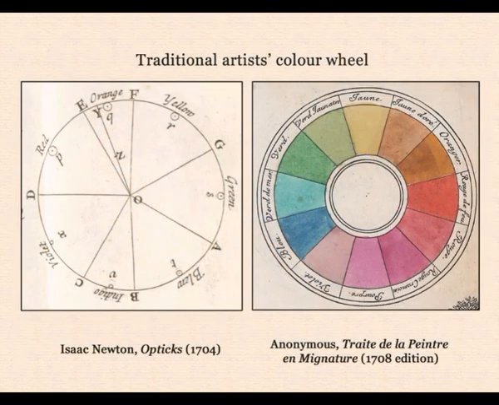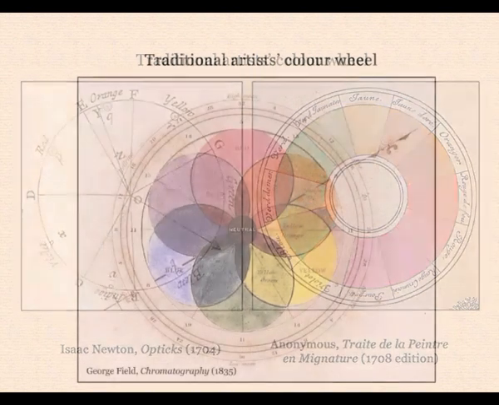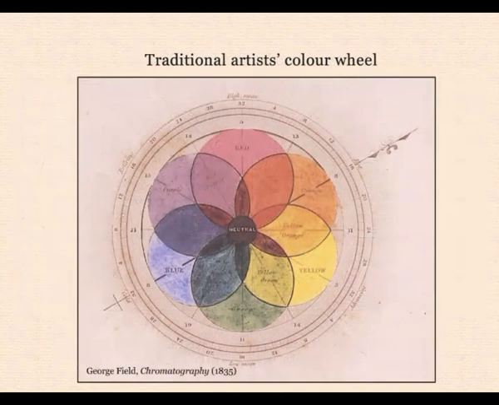Traditional colour theory readily took up Newton's concept of a circle of hues, introduced in this diagram from his Optics of 1704, in the form of the artist's colour wheel with its symmetrically placed red, yellow and blue primaries. For example, in this diagram from an anonymous treatise on miniature painting published just a few years later in 1708, and in this 1835 example by the chemist George Field.